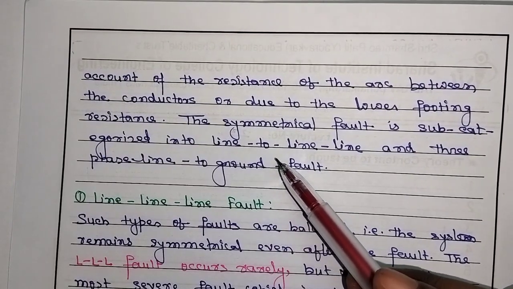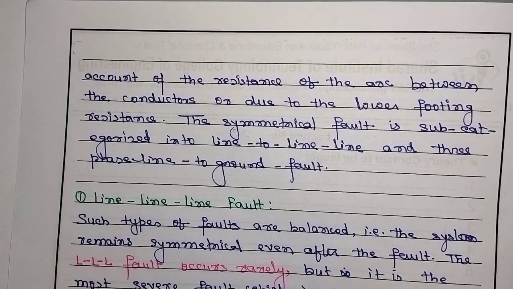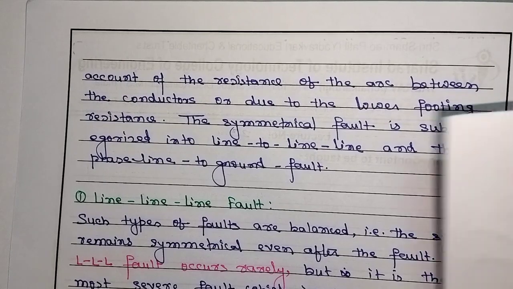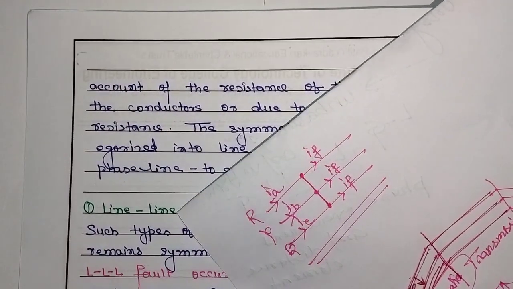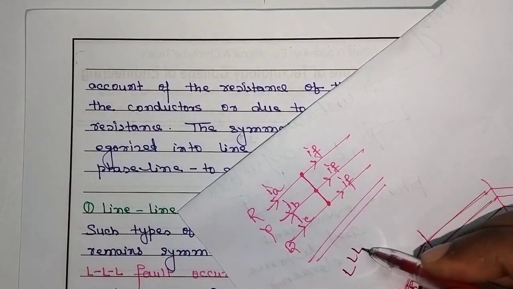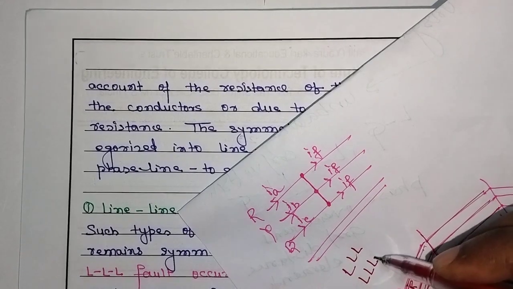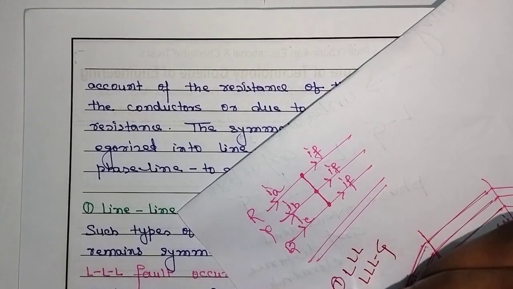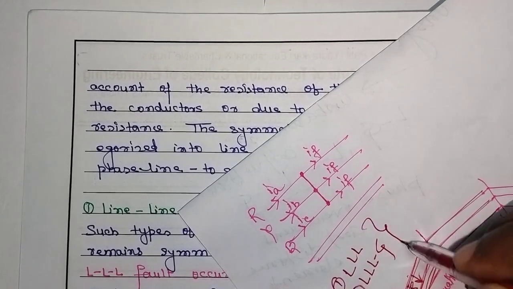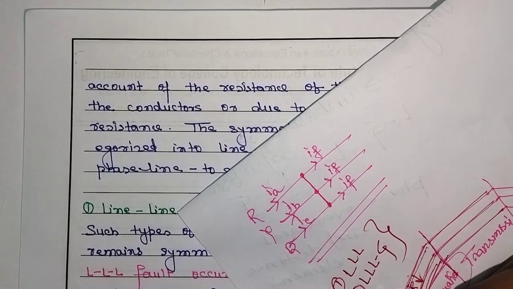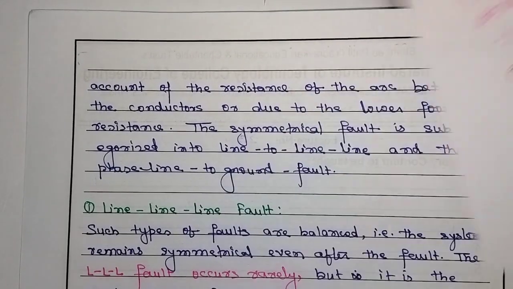Line to line to line and line to line ground faults. So it is categorized into two types. First one is the triple line fault and the triple line to ground fault. First and the second, we'll see the two in very deep discussion.